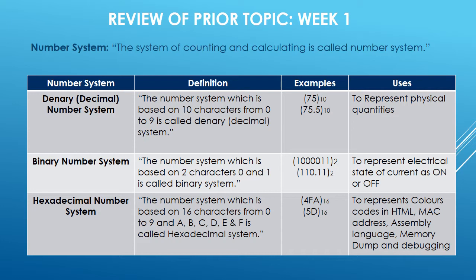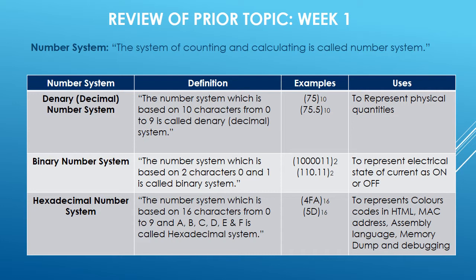Hexadecimal number system. The number system, which is based on 16 characters from 0 to 9 and from A to F, is called hexadecimal number system. For example, 4FA with base 16 is a hexadecimal number system. Similarly, 5D with base 16 is also a hexadecimal number system. If I say 19 with base 16, that will also be a hexadecimal number system.